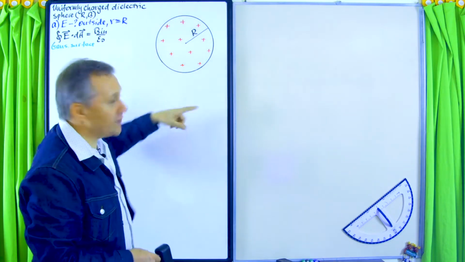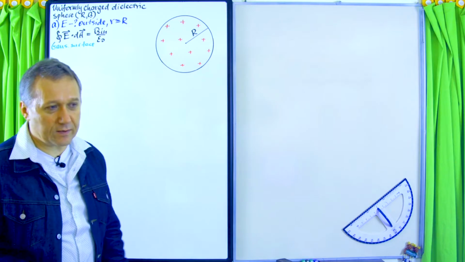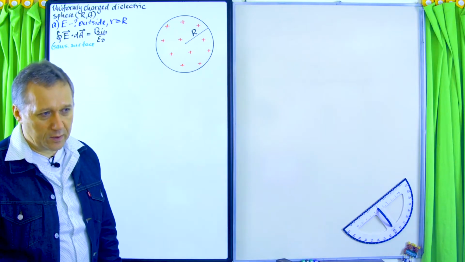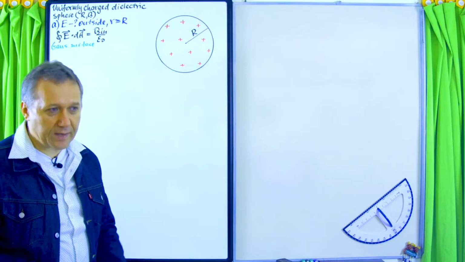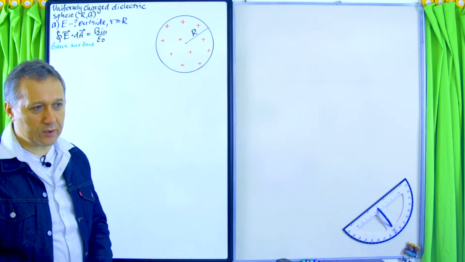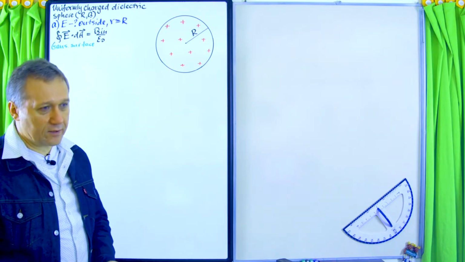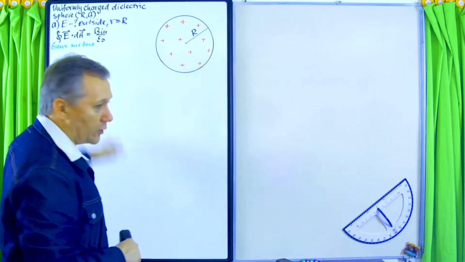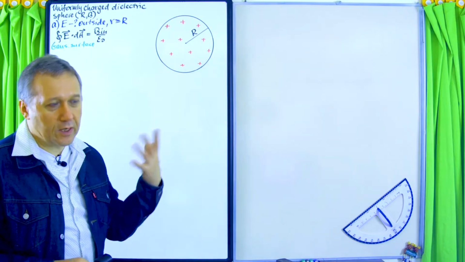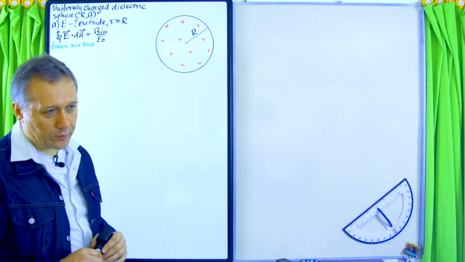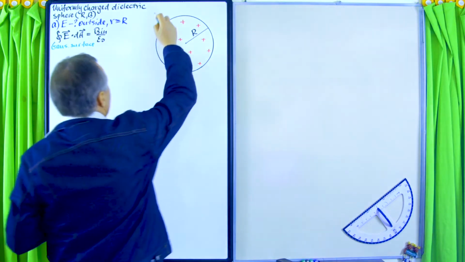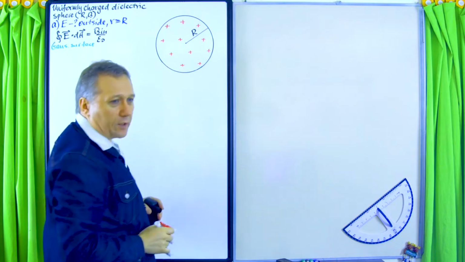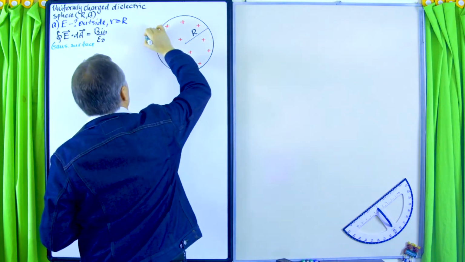Concentric means the centers of both spheres are in the same spot, right? So the best Gaussian surface in this situation is the concentric sphere. And I will justify this choice when we start going through the solution. Okay, so the best Gaussian surface, I will use a green dash line.